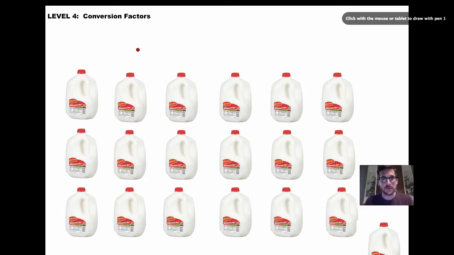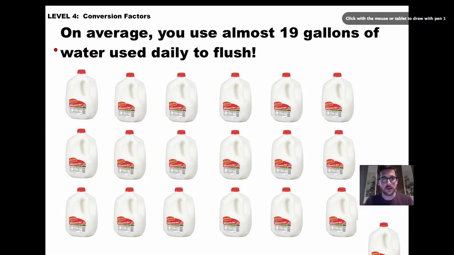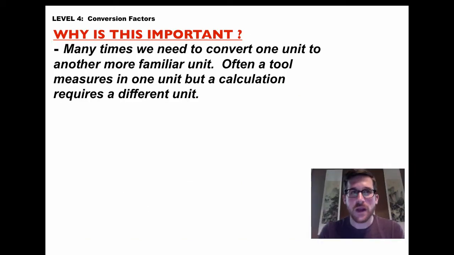All right, so just for a little bit of a comparison too, on average you use almost 19 gallons of water daily when you flush, depending on how many times you go, but the average amount. So I have 19 gallons of milk here for a visual comparison. That's a lot, right?